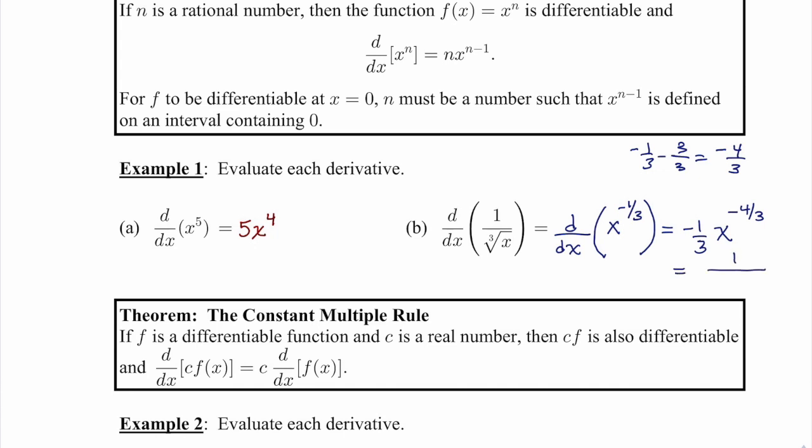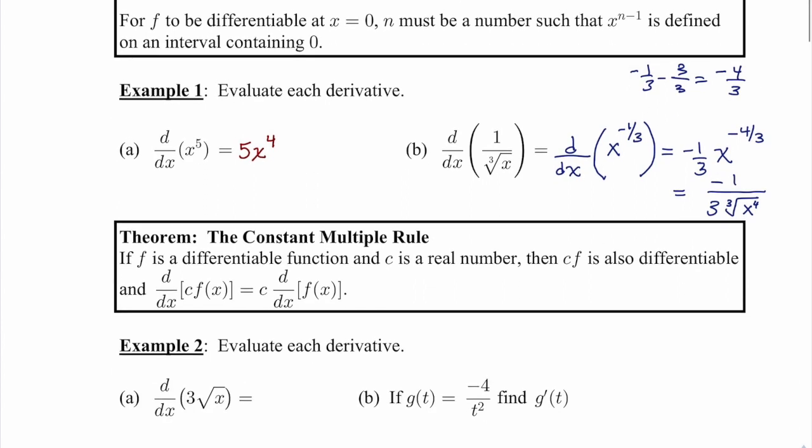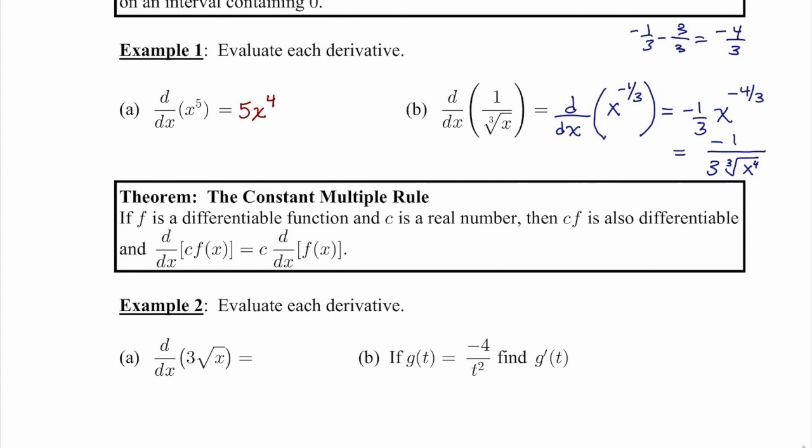If you want to, you could rewrite it as negative 1, a 3 in the denominator, x to the 4/3 is cube root of x to the fourth. The fourth power can go inside with the x, or you could have the cube root in parentheses and then a fourth power outside of that. Those are all the same thing. But it's certainly fine to just leave it as negative 1/3 times x to the negative 4/3. Right, so watch for those. Anytime you have a radical function like that, remember that that's just a power function in disguise.